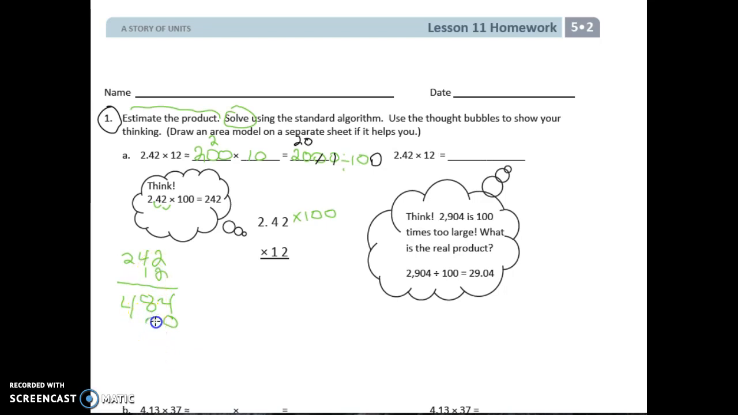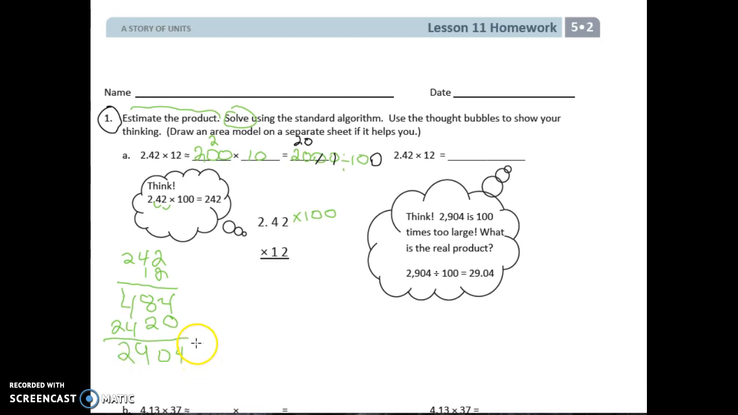1 times 2 is 2. 1 times 4, 4. 1 times 2, 2. And then we add them together. 4. 8 and 2, always 10, forevermore. 4 plus 4 is 8 plus 1 gets us 9. We drop down our 2.